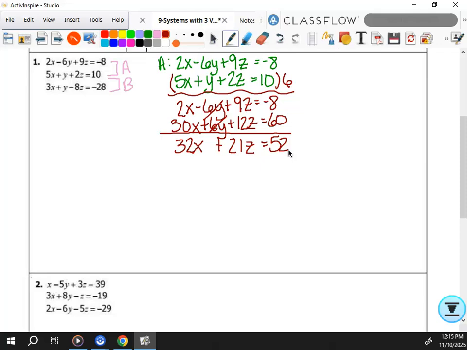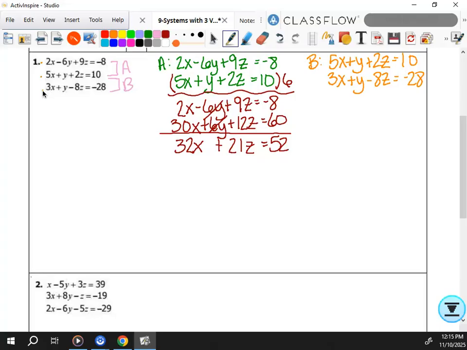Then I go and grab the set B, my other 2, and I'm going to rewrite those. 5x plus y plus 2z equals 10, and 3x plus y minus 8z equals negative 28. Now, I don't have to group them 1 and 2 together and 2 and 3. I could have grouped these 2 and then those 2. It doesn't really matter as long as you're trying to make it easy on yourself. So here, these are going to be pretty easy to knock something out.